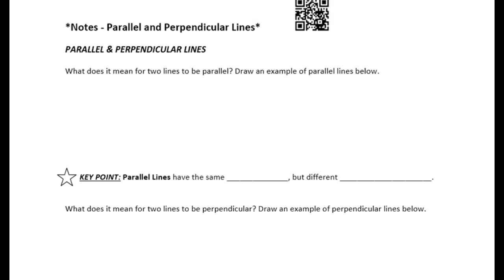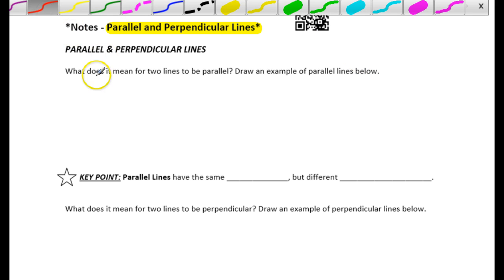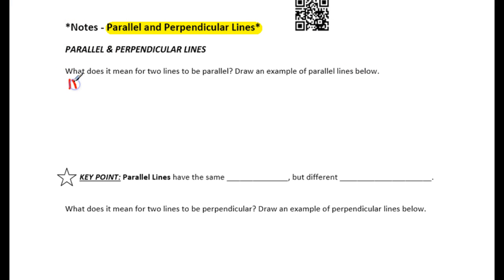Alright, so for this last part of Chapter 5, we're going to be talking about parallel and perpendicular lines. Okay? So let's first talk about what they mean. This question says, what does it mean for two lines to be parallel? Draw an example of parallel lines below.